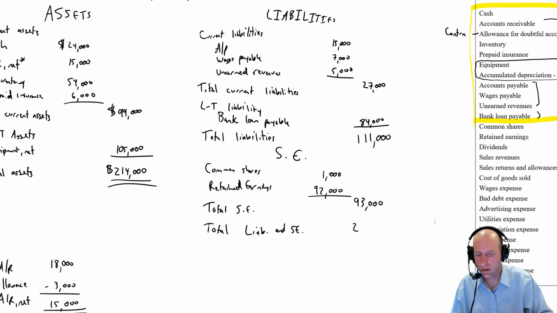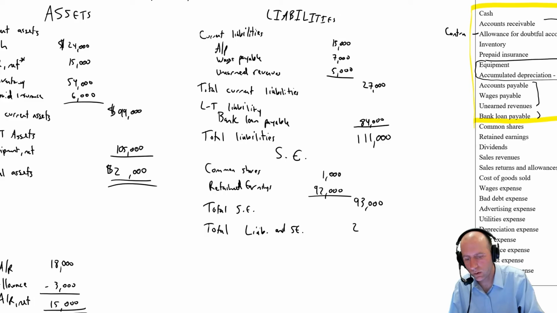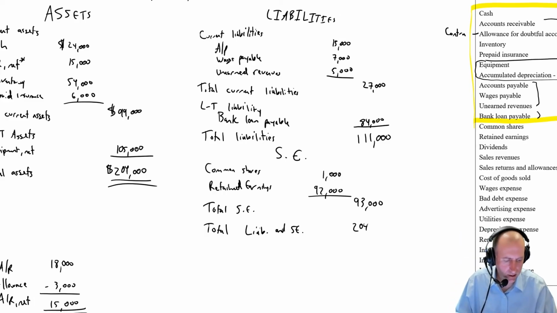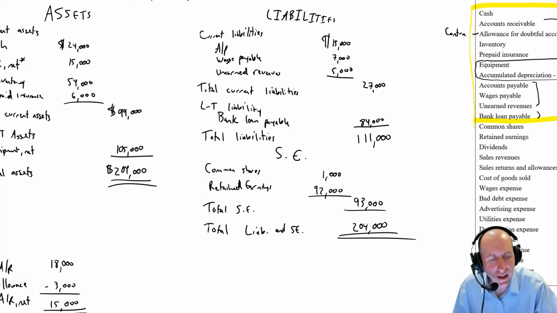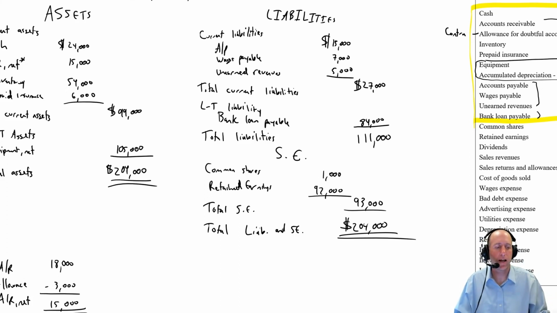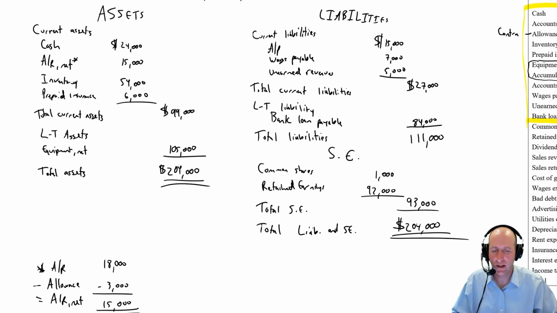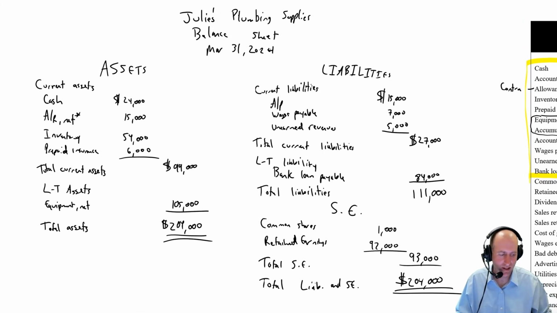Oh, on the other side. 99 plus 105 is 204. Huh. What a silly mistake. It does equal 204 over here. Just shows you how to quickly fix a mistake. Put a dollar sign on top of each column, a dollar sign beside the bottom line, and there we have it, ladies and gentlemen, a balance sheet that balances. So we've done it.